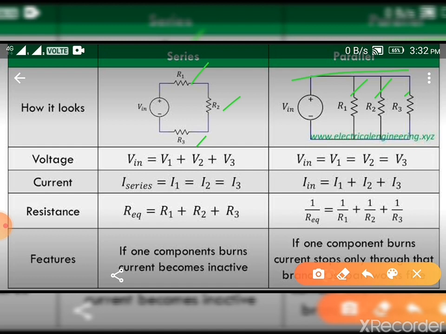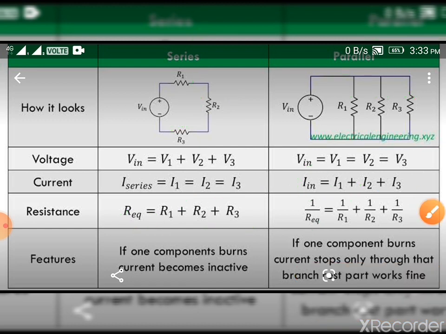In the case of current, the current is the same in a series connection, through R1, R2, R3. So total current equals I1 equals I2 equals I3. But in the case of parallel, the current through each resistor, each loop, will vary. Through R1 is I1, through R2 is I2, through R3 is I3, and they are different due to the resistance values. The total input current equals I1 plus I2 plus I3. And for equivalent resistance, in series Rs, the net resistance equals R1 plus R2 plus R3. In parallel, 1 by Rp equals the summation of the individual reciprocals of the resistors.